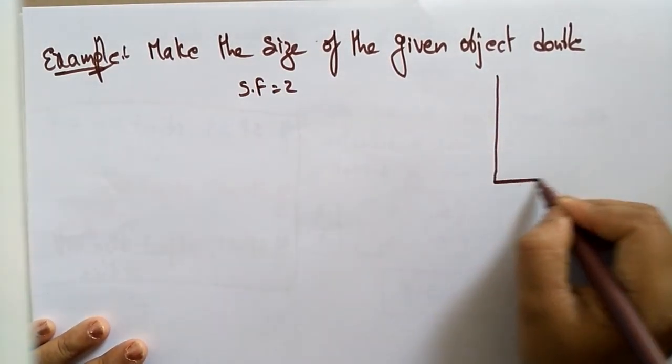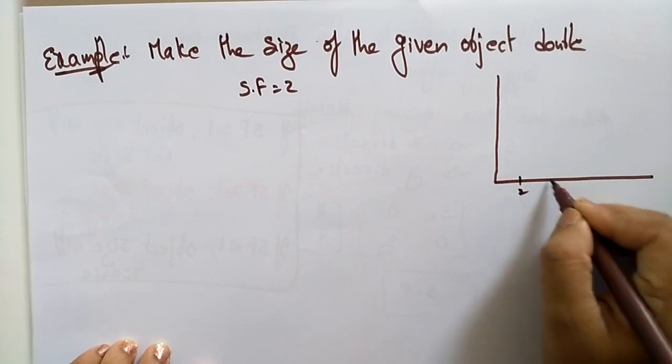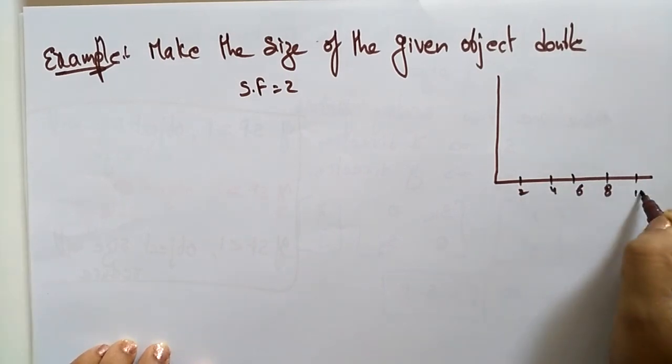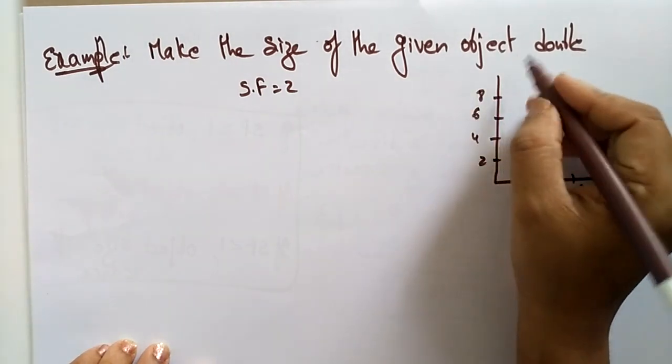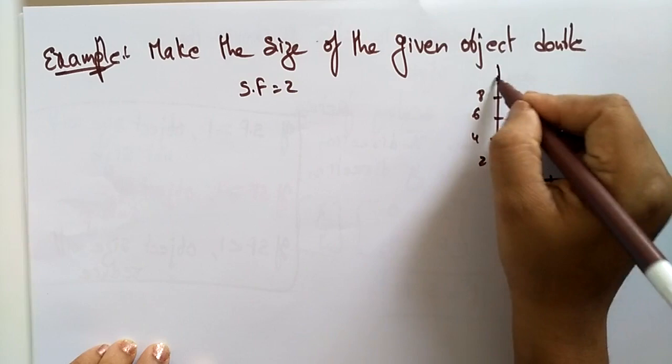Let me take this as a picture, with the axis marked 2, 4, 6, 8, 10. Here the coordinates given are A as 2, 2, B as 8, 2, C as 8, 4 and D as 2, 4. So this is the object they have given, and these are the coordinates.